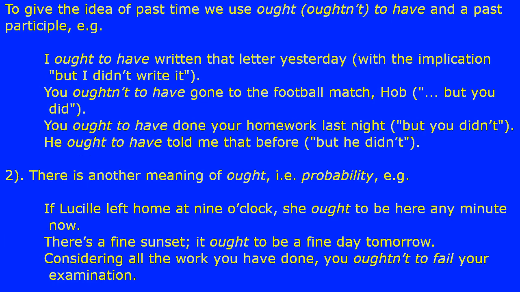To give the idea of past time we use ought, oughtn't, to have plus a past participle, e.g. I ought to have written that letter yesterday, with the implication but I didn't write it. You oughtn't to have gone to the football match, Hob, but you did. You ought to have done your homework last night, but you didn't. He ought to have told me that before, but he didn't.